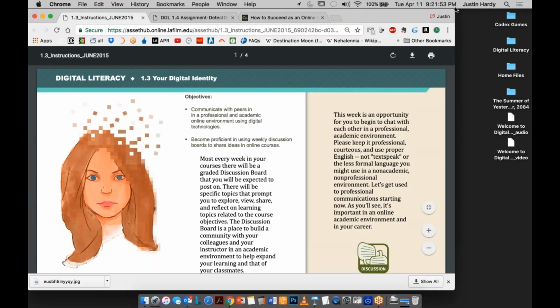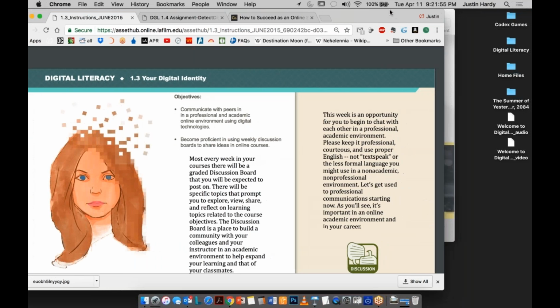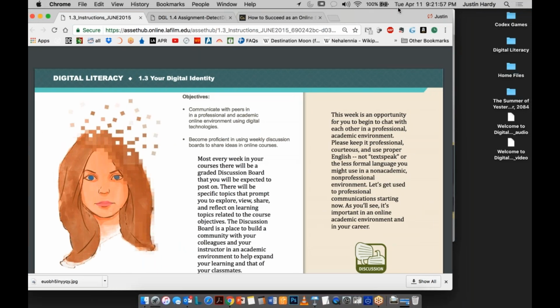Okay, so here is the instruction sheet for the first discussion post that you guys are going to complete. Now, just to reiterate, this is going to be due at 11:59 Pacific time, Wednesday night. Sorry about that, just took a drink of water. Wednesday night, 11:59 Pacific time.